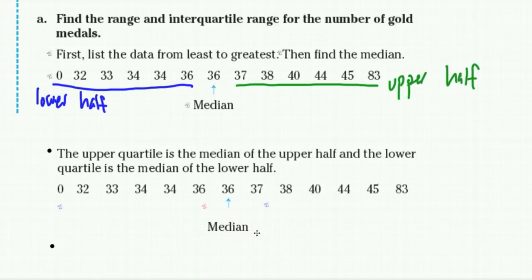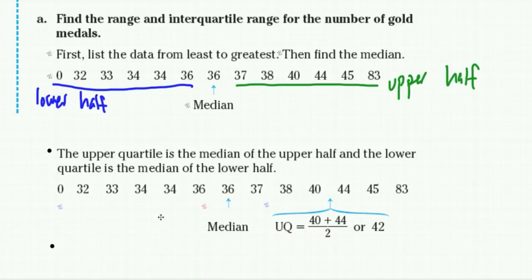Now we look at our upper quartile. Remember, the upper quartile is the median of the upper half. If that's our upper half, the median would be right about here. Since we have an even set of data, we add the middle two numbers and divide by 2. So our upper quartile is 42.